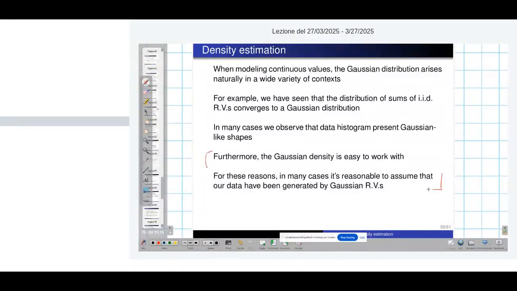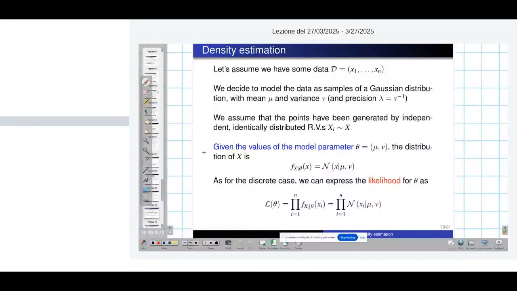So, for practical reasons, and because typically these are good approximations of phenomena, studying the Gaussian distribution is a good point to start our analysis of continuous densities. So for the moment, we concentrate on a density estimation problem. We have some data set that we decided we model as a Gaussian distribution.